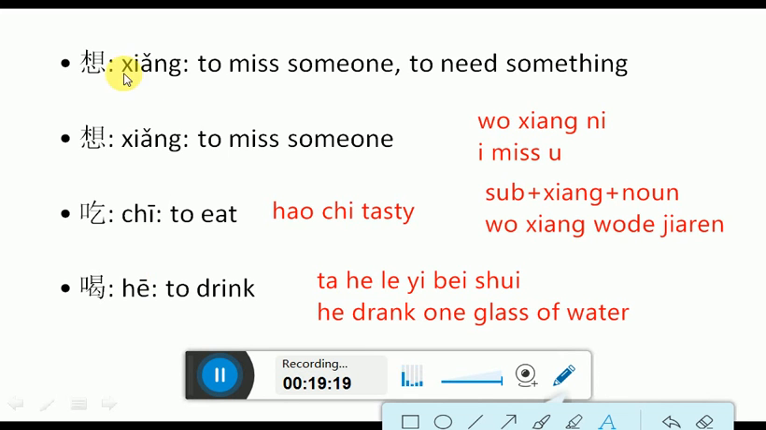Xiang is used for to miss someone, to need something. For example, wo xiang ni, I miss you. And wo xiang chi mian tiao, I would like to eat noodles. Xiang, to miss someone. Chi means to eat. Hao chi, tasty. Hao means good and chi means eat. So all together it is tasty. He means to drink. He he le yi pei shui. He drank one cup of water.